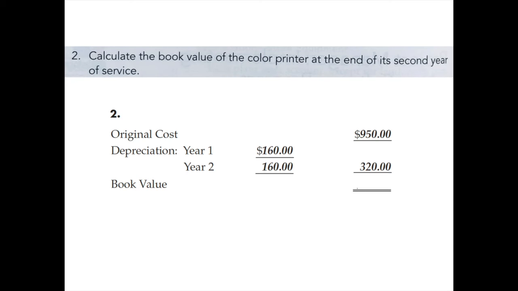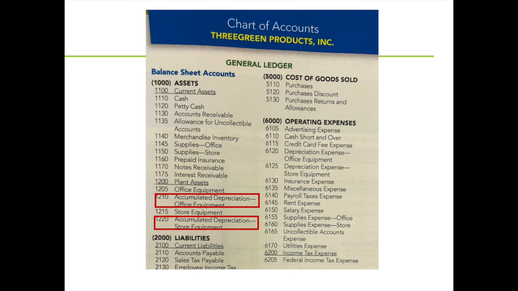To figure out what our book value is right now, we take the $950 minus the $320, and the book value, what our printer is worth after the second year, is $630. When we look at our chart of accounts here, you can see the ones that are squared off there. Those are accumulated depreciation accounts.